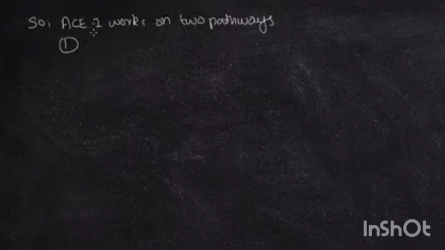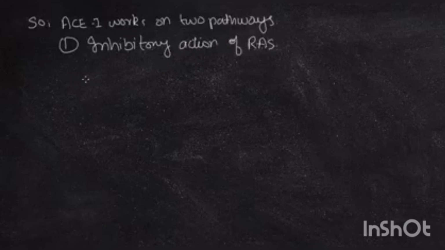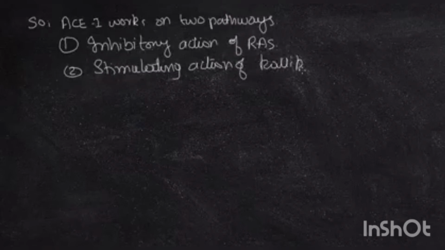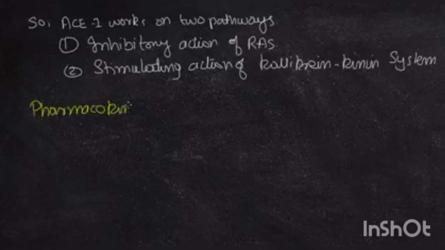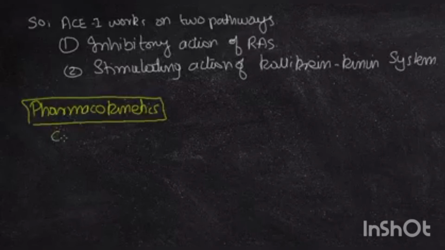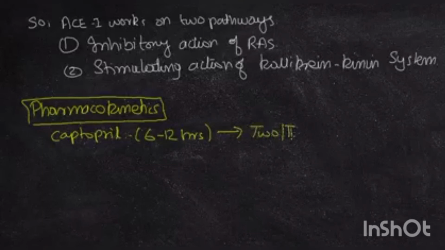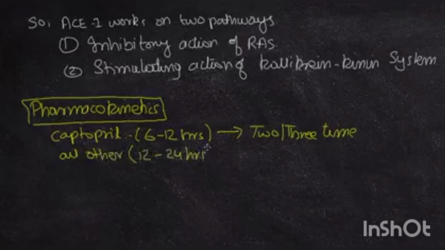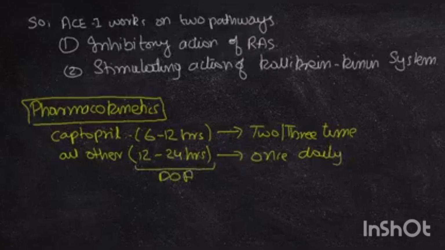In a nutshell, ACE inhibitors work on two pathways. The first is the inhibitory action on the renin-angiotensin system, known as RAS, and the second is the stimulating action on the kallikrein-kinin system, which I have already mentioned. Regarding pharmacokinetic properties, captopril has a 6 to 12 hour duration, so it can be given 2 to 3 times daily, and all other ACE inhibitors have a duration of action of 12 to 24 hours, so they can be given once daily.